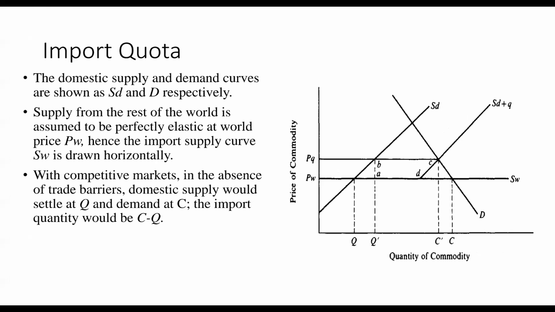There is an import quota now. The domestic supply and the demand curves are as shown as S and D respectively. Now, the supply from the rest of the world is assumed to be perfectly elastic at world price PW. Hence, the import supply curve SW is drawn horizontally. With competitive markets, in the absence of trade barriers, domestic supply would settle at Q and the demand at C. Now, the import would be C minus Q. That will be how much will be imported.